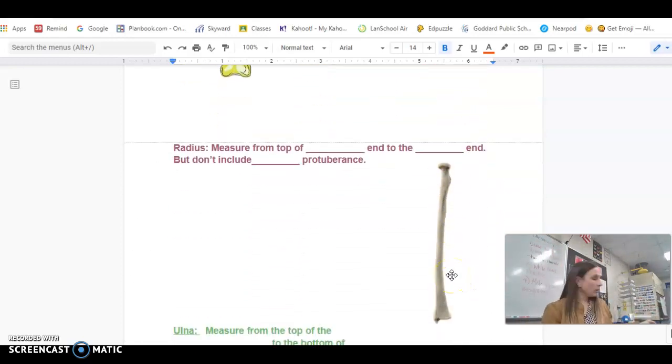Then we're going to measure the radius. Here it is. The radius is like this. We're going to measure from the top of the circular end. See how it's a circle? Like the radius, get it? Like of a circle in geometry. We're going to measure from the top of that circular end to the flat end. To the flat end. See, it's kind of flat on the bottom-ish. But don't include the protuberance. This is a little pointy. Don't include the pointy protuberance. It's a pointy one. So that's the radius.